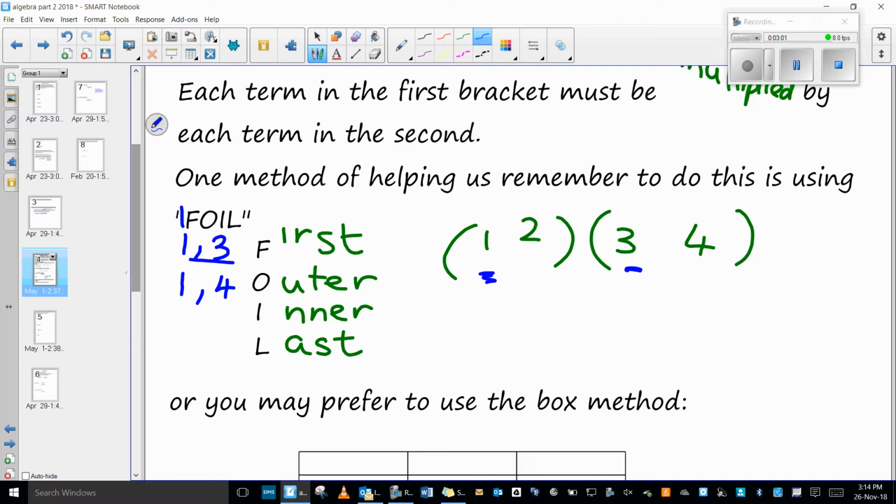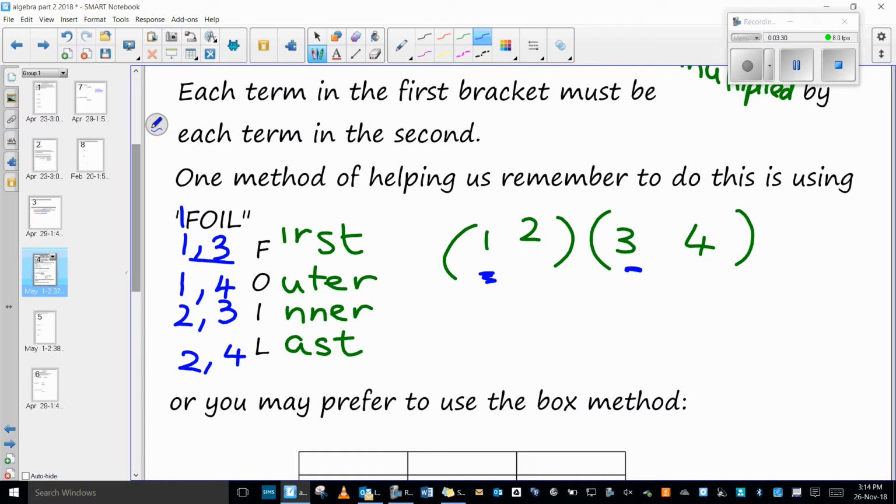Inner. Which do you think would be the inner? Georgie, you were going to have a go at the last one. What would you call the inner? 2 and 3. And the last would be, Maya? Just for the last one. 2 and 4. Thank you, Sarah. 2 and 4. Try to shout out, sweetheart.